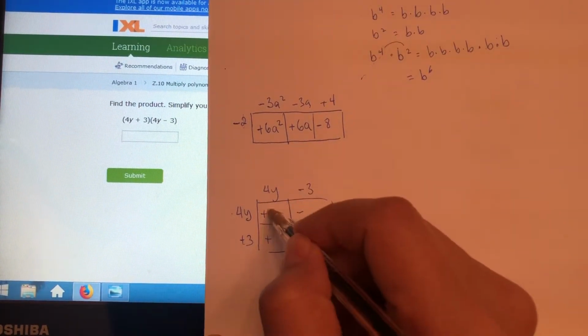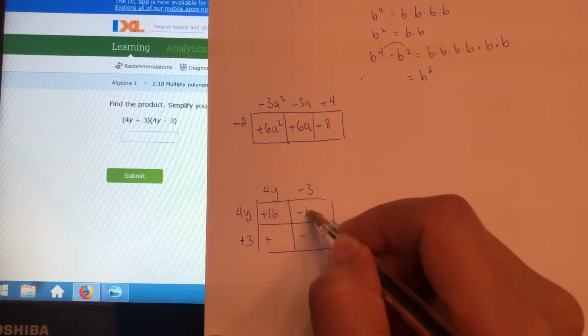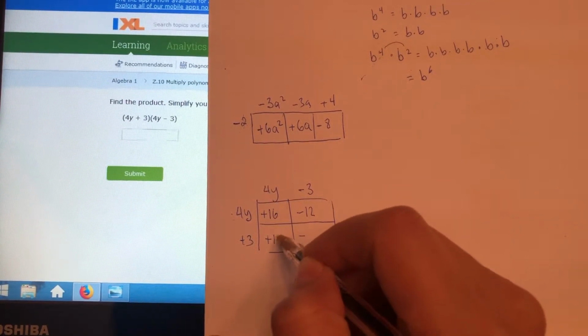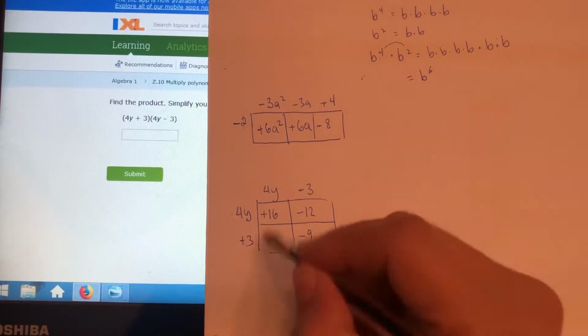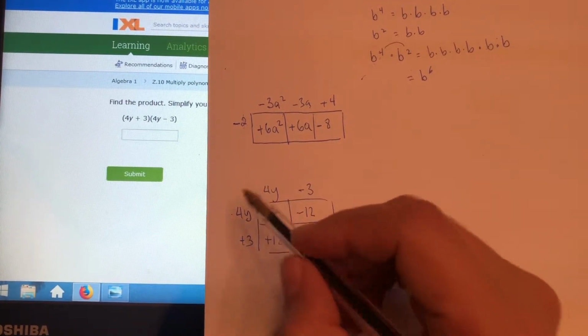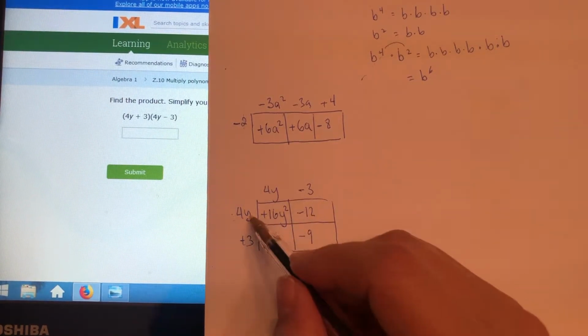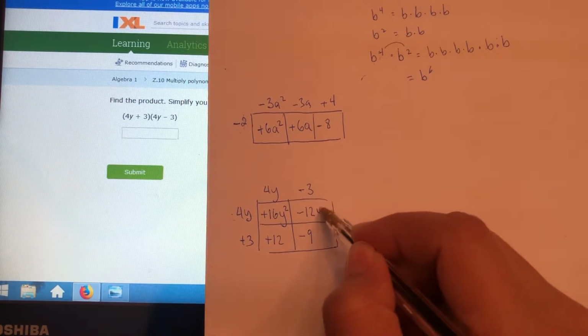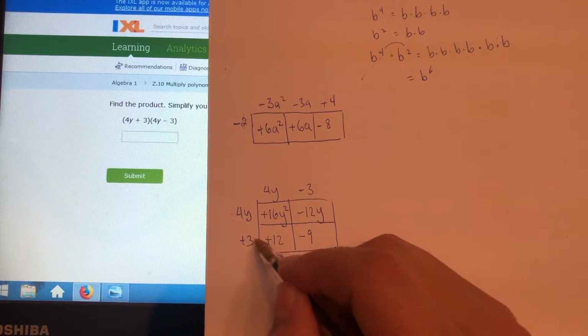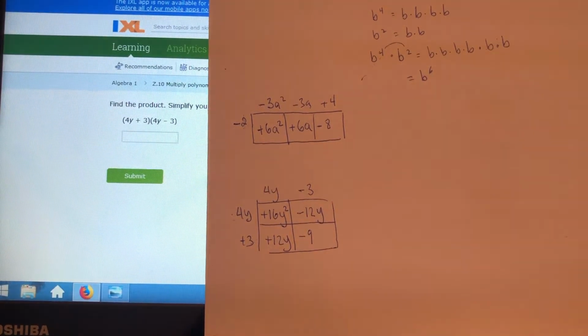4 times 4 is 16. 4 times 3 is 12. 3 times 4 is 12. 3 times 3 is 9. Then I'm going to come around one more time and do my variables. Y times y is y squared. Y times no variable is just y. No variable times y is just y. No variable with no variable is no variable at all.